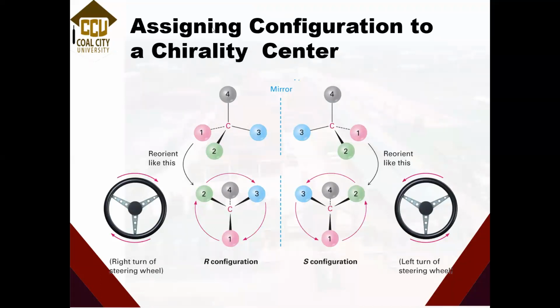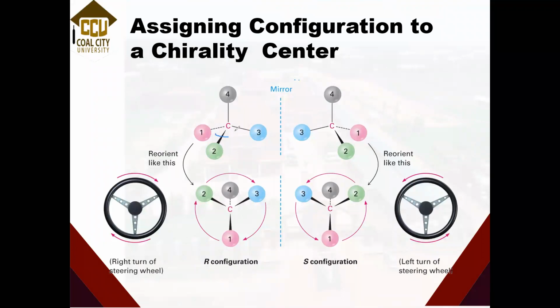We do it normally. This is 1 to 2 to 3 to 4. So you turn like this, 1 to 2 to 3 to 4. If I'm driving a vehicle and I'm going like this, where am I turning to? I'm turning to the left. That's S. Is that okay? But because my number 4 is not in the correct place, I reverse it. So if I reverse it, S becomes R. So the configuration of this is going to be R configuration.